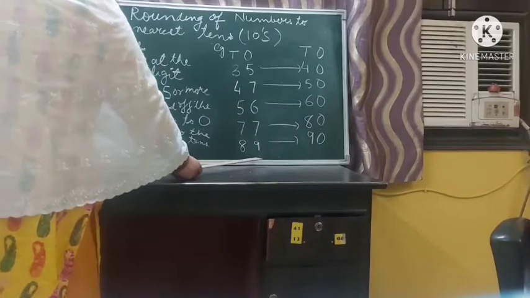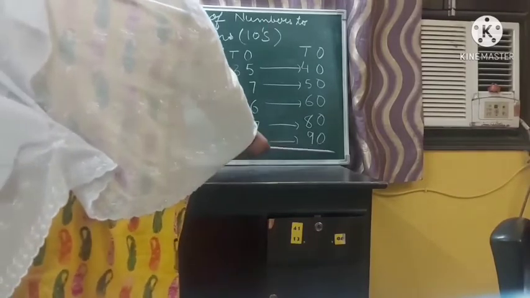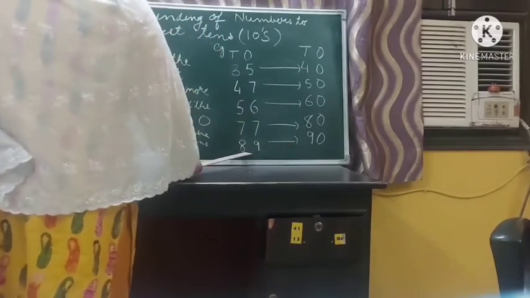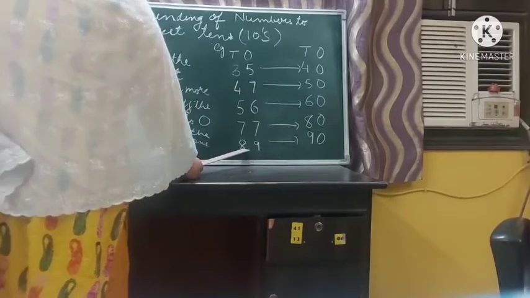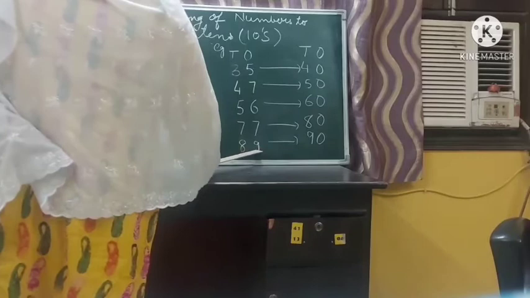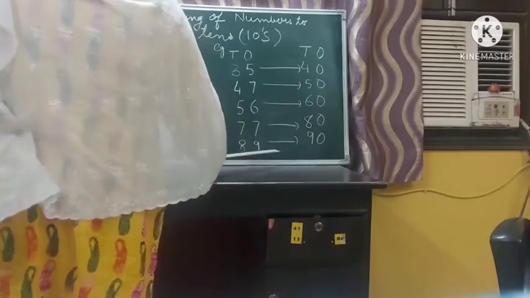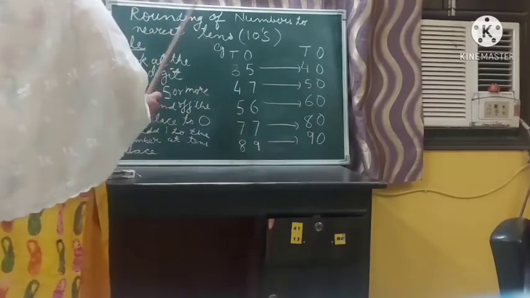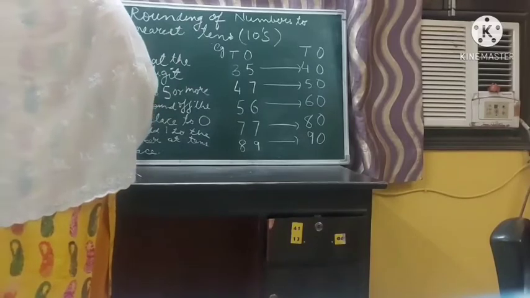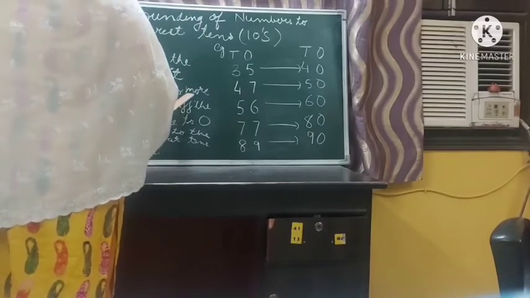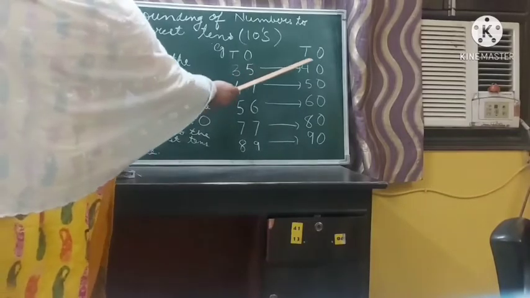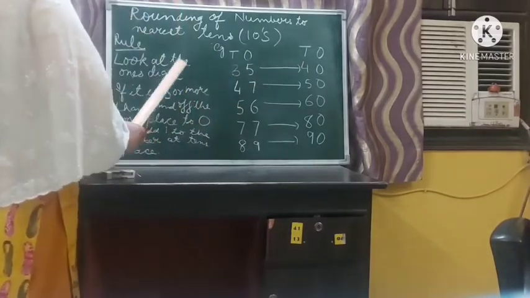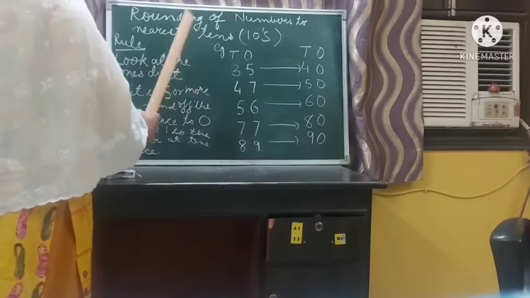Then 89. In the ones place you will write 0 and in the tens place you will add 1. The tens place is 8. When you add 1 to it, it becomes 9. So 89 is rounded off to 90. So what is the rule? When the digit at the ones place is 5 or more than 5, then the ones place will change into 0 and in the tens place 1 will be added.